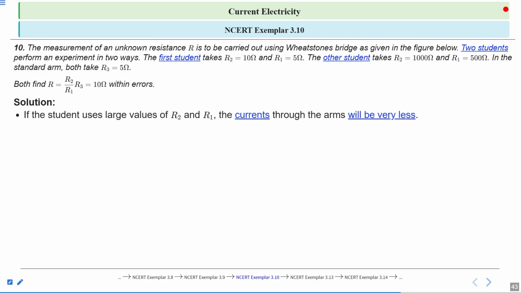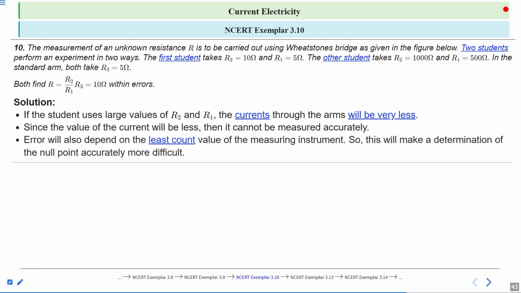If the student uses large values of R2 and R1, the currents through the arm will be very less. If the second student is using R2 1000 ohm and R1 500 ohm, which are very large values, the current through the arms will be less. Since the value of the current will be less, it cannot be measured accurately. Errors will also depend on the least count of the measuring instrument. So this will make determination of the null point accurately more difficult, because current is very small, so we cannot find the null point accurately, and errors also depend on the least count of the instruments.